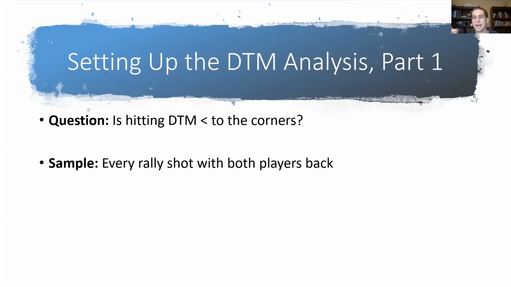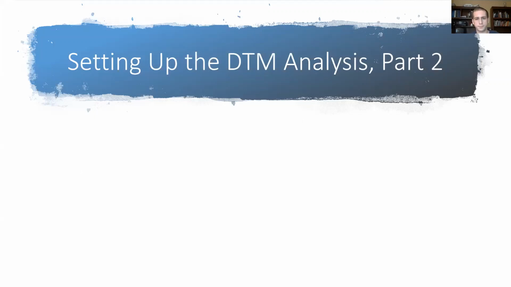Once again, the exact same statistical sample. So it's every rally shot that Murray and Raonic hit, no serves, no returns, and both players are back at the baseline. I'm not even going to present a table of summary statistics because the tables would virtually be the same. Again, it's 185 rally shots for Murray, 206 rally shots for Raonic.